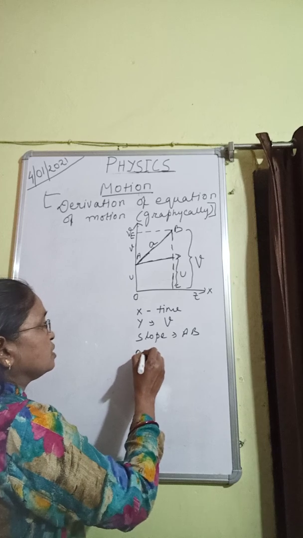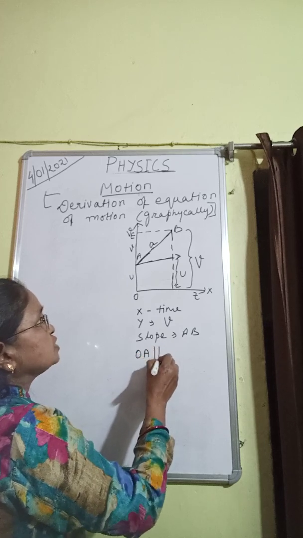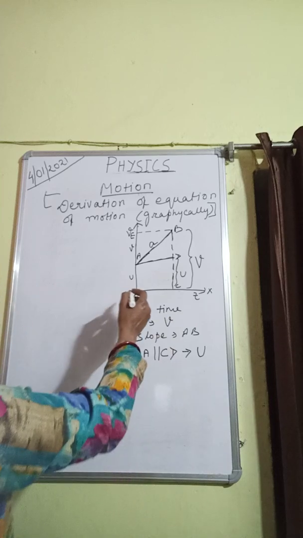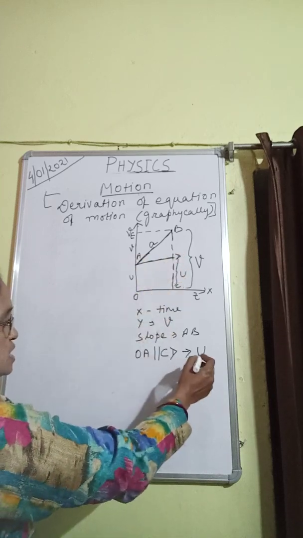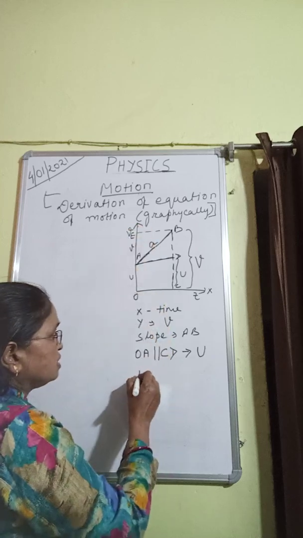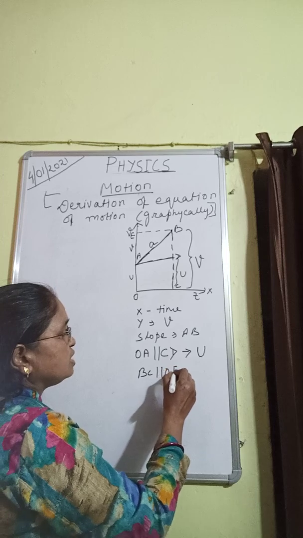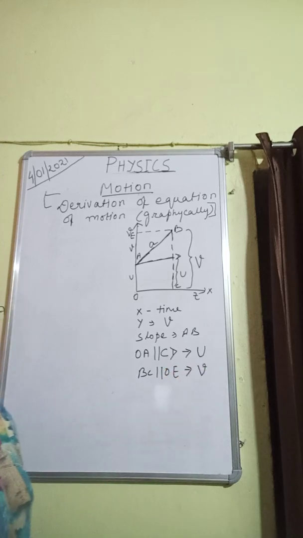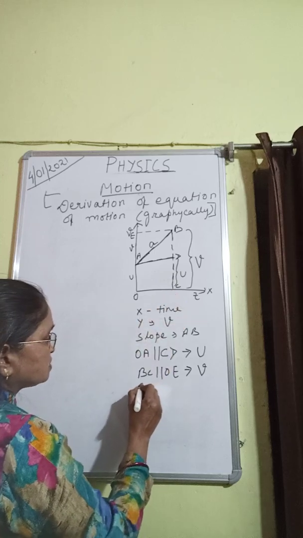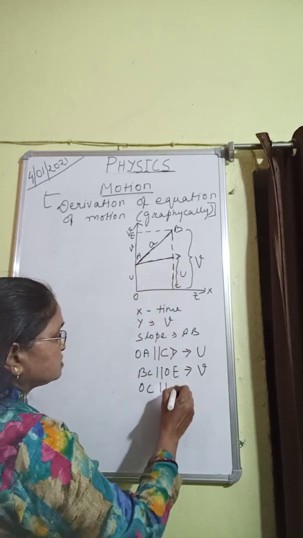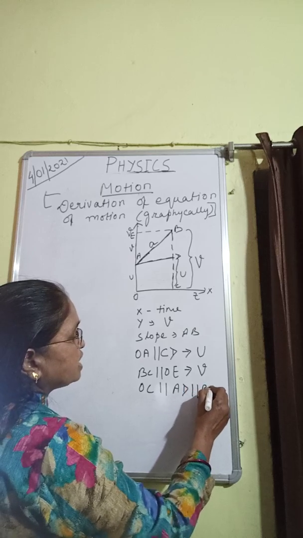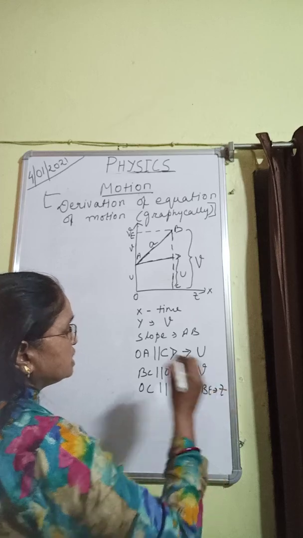We have got OA parallel to CD, which represents the initial velocity U. BC is parallel to OE and it represents the final velocity V. OC is parallel to AD and also parallel to BE, and it represents time T.